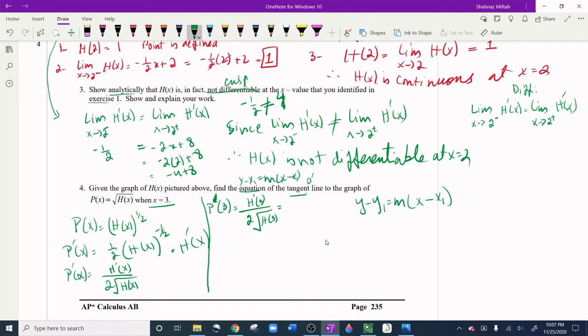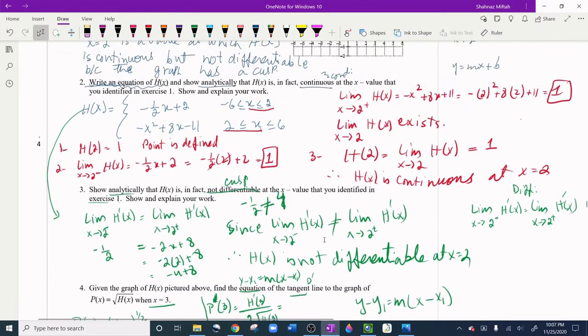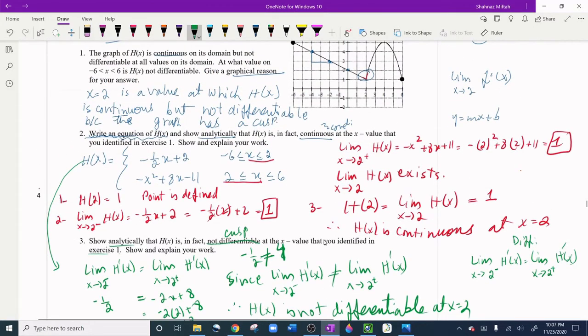Since they said at x equal 3, which one am I supposed to use for x equal 3? I can't use this for x equal 3 because this one says x less than or equal to 2. That one is x greater than or equal to 2. So this is the function we're going to use for x equal 3, because the restriction says x is less than 6 and greater than 2. So 3 is between 2 and 6. 3 is not between negative 6 and 2. So I'm going to pick this equation for the h prime x.